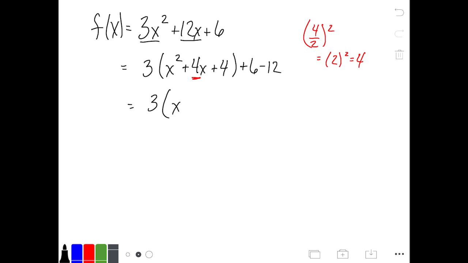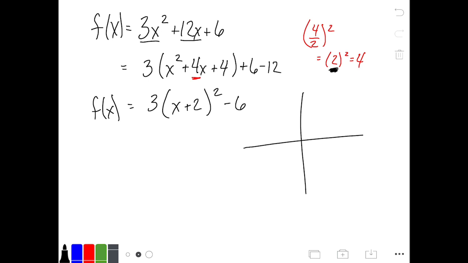3 times the quantity x squared, the number that goes next to x is the number before you squared it, which is plus 2. And then you say 6 minus 12, which gives me negative 6. Well, I now have the standard vertex form, I should say. I can now plot this and graph it on a Cartesian plane.